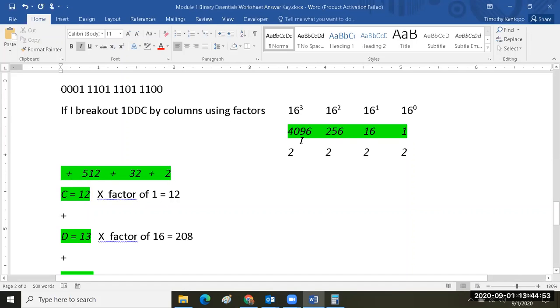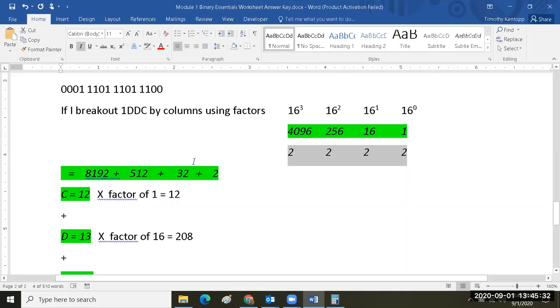And now we have 2 times 4096. If you memorized your double numbers, what comes after 4096? You should know this by now, 8192. So if I add those together, now I have what the hex value 2222 is. It's equal to 8,192 plus 512 plus 32 plus 2.